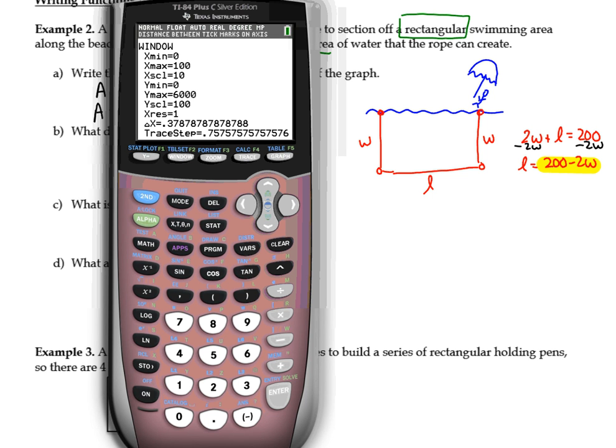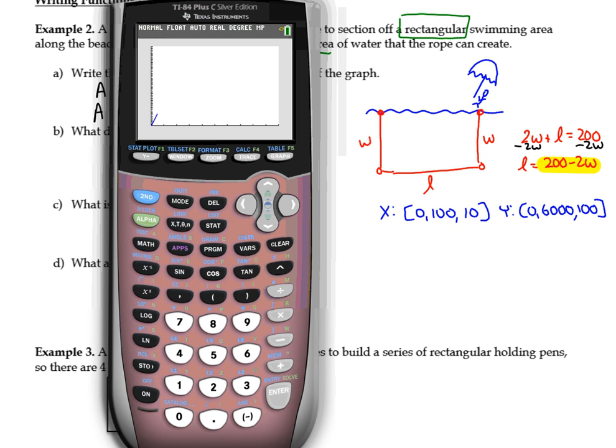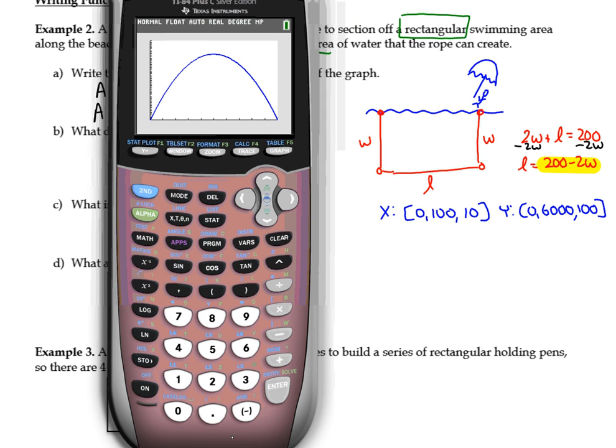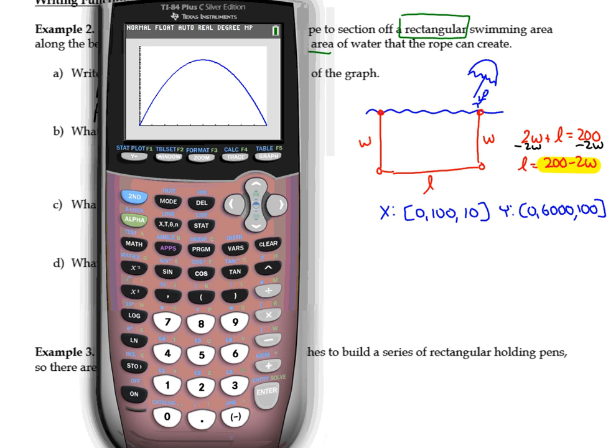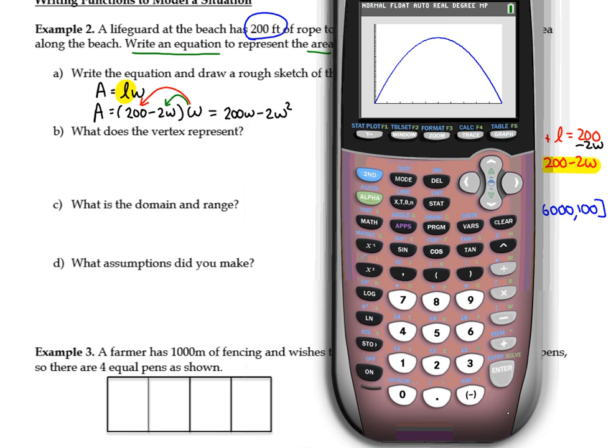Okay, so everyone got that down? So we did 0 to 100, scale of 10, and with y, we did 0 to 6,000. Was that high enough? Scale of 100. Did you graph it? That's high enough. Probably could have done 5,000. All right. That's beautiful. Couldn't have done it better myself.